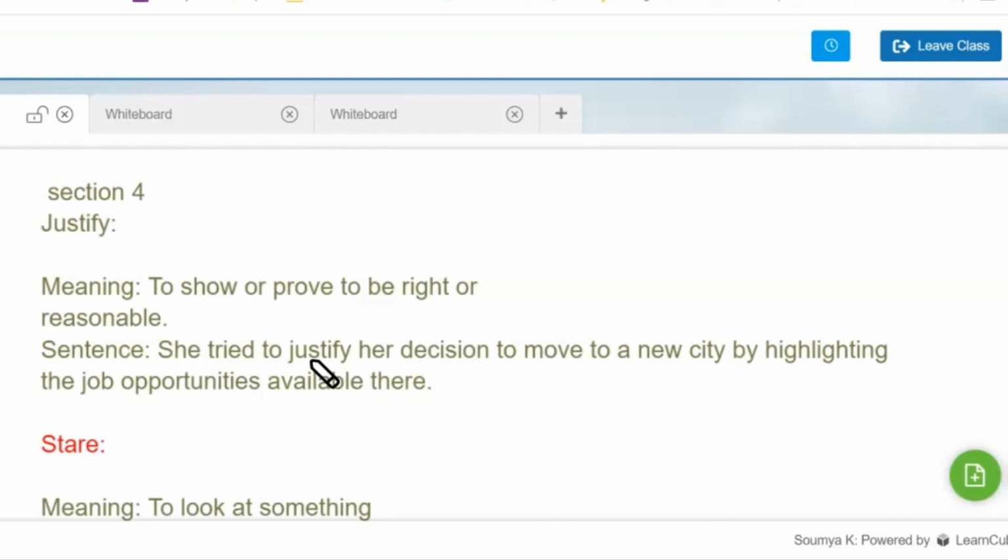So the first word is justify. The meaning of justify is to show or prove to be right or reasonable. Its sentence is, she tried to justify her decision to move into a new city by highlighting the job opportunities available there. So that is justify.